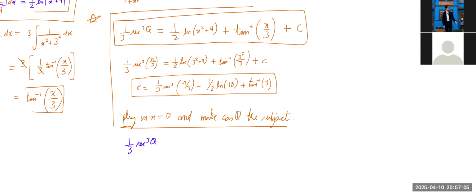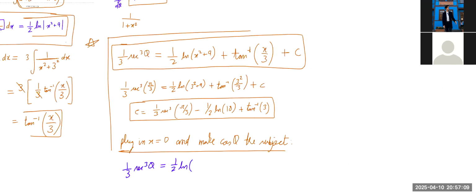So we're going to have 1 over 2 natural log of 9 plus tangent inverse of 0, which is 0 by the way, plus c, so all of that.